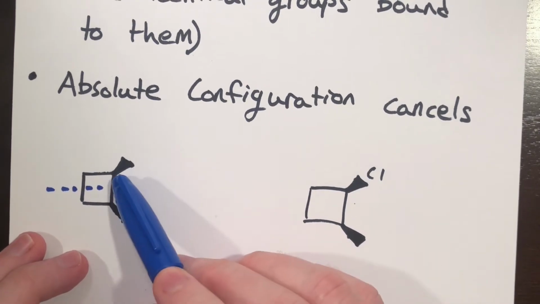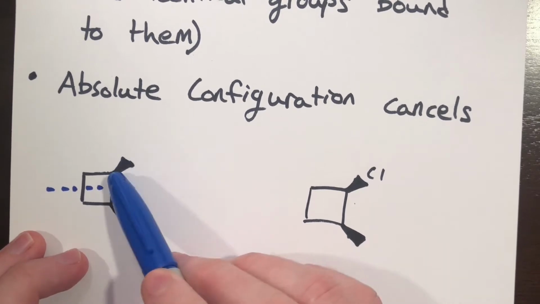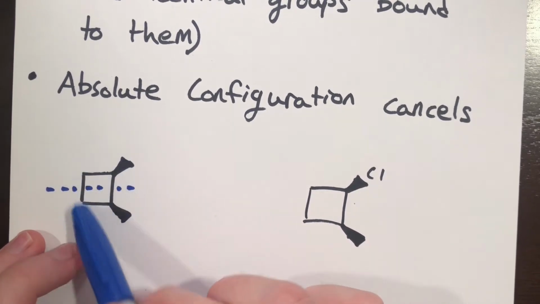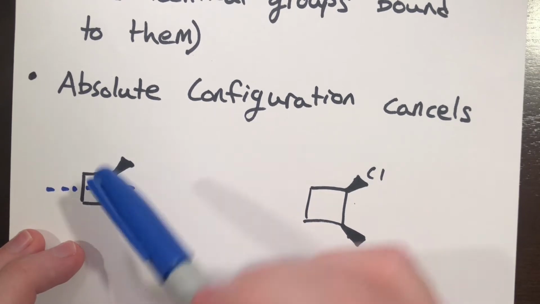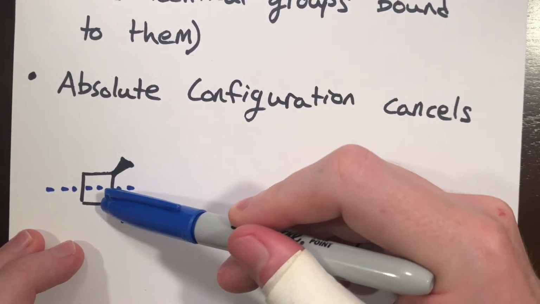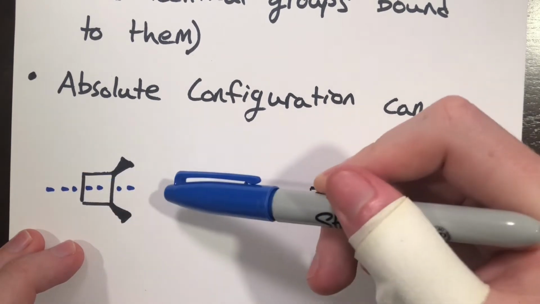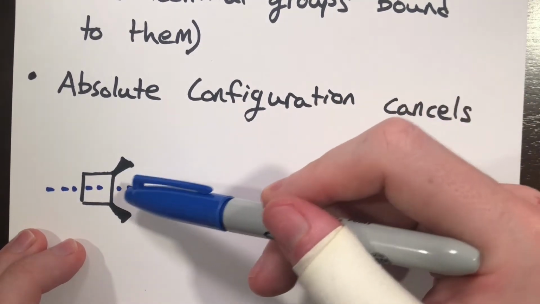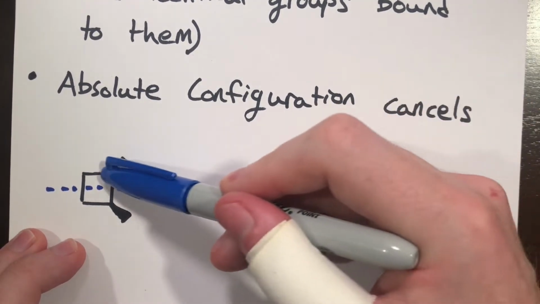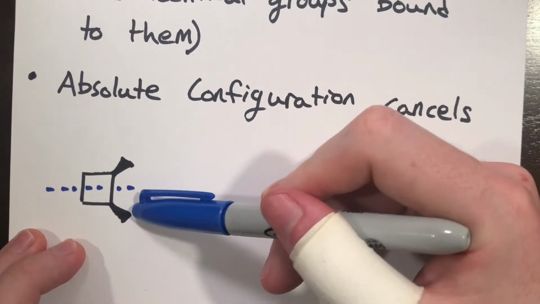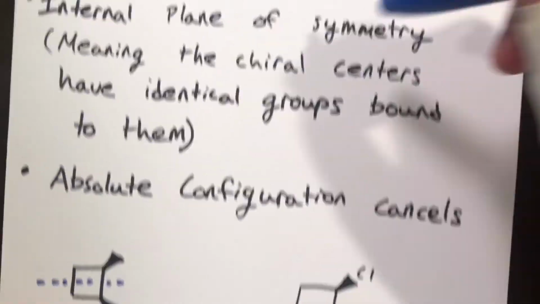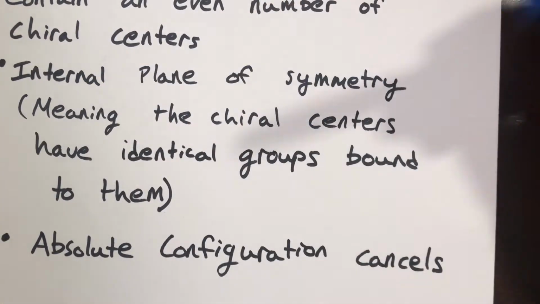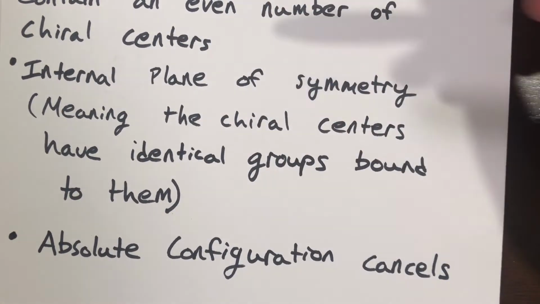Let's do that once more. We have a carbon bound to a methyl, bound to a CH2, CH2 methyl, and then a hydrogen that is there. And also going down here, a carbon bound to a methyl, and so on. So either way you look at it, there's an internal plane of symmetry, and all of the groups bound to both centers are identical. Okay, so that meets the second requirement: it must have an internal plane of symmetry.